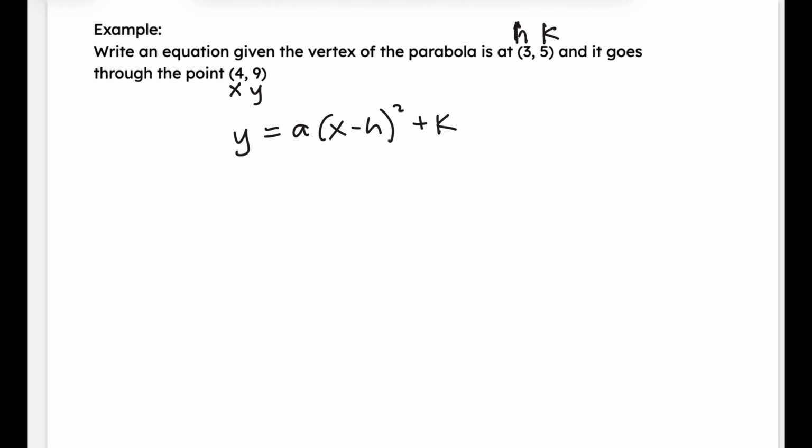So our y value is 9. We don't know a. Our x is 4. Our h is 3. And our k value is 5. So then we're just going to solve for a.